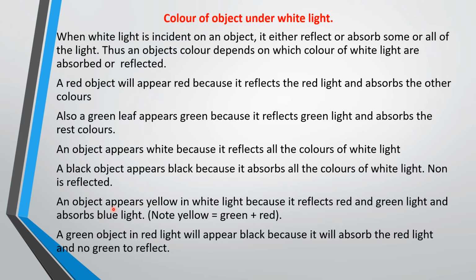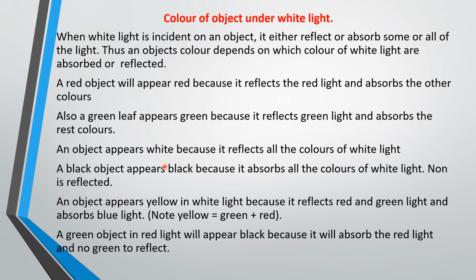An object will appear yellow in white light because it reflects red and green and absorbs blue. Then a green object in red light will appear black because it will absorb the red light and no green will be reflected. So this is how objects appear in white light.